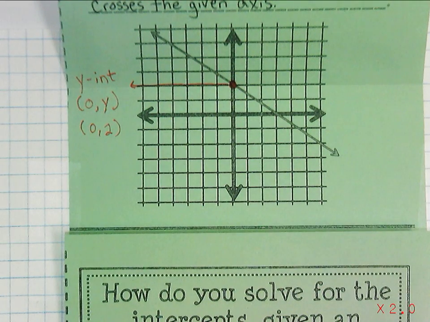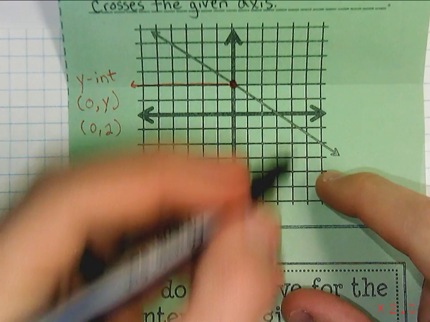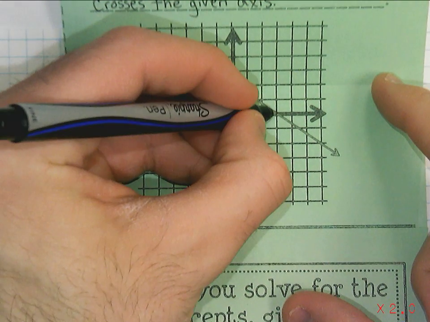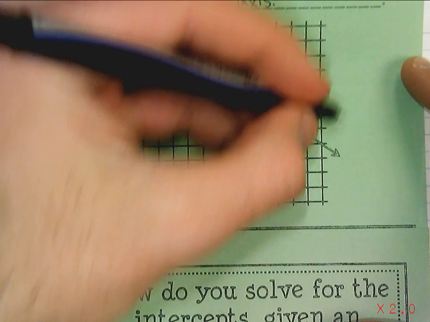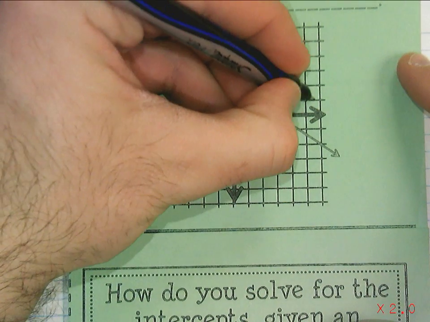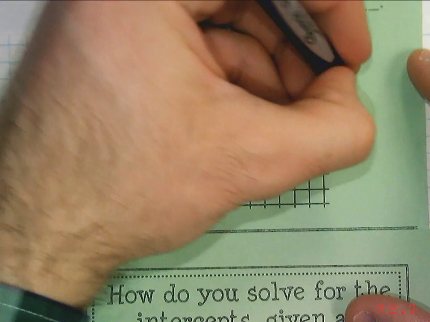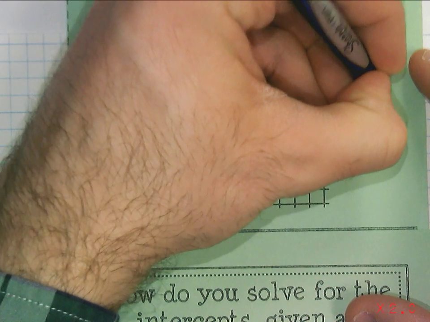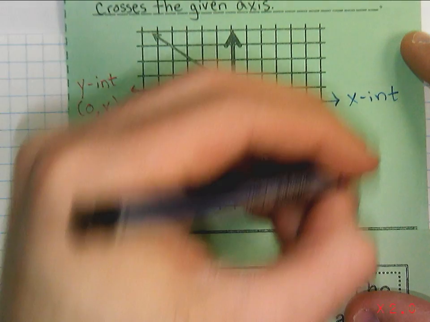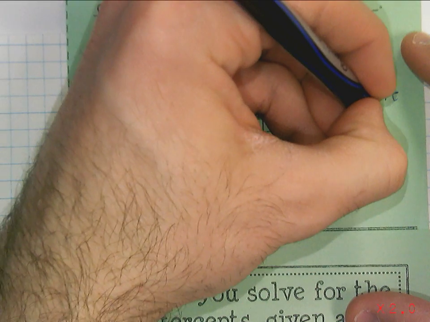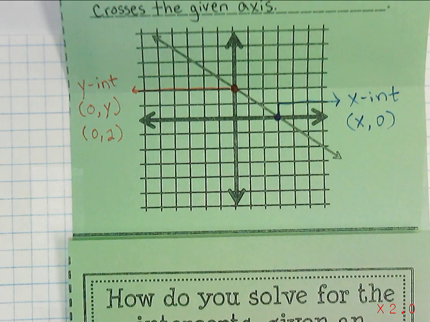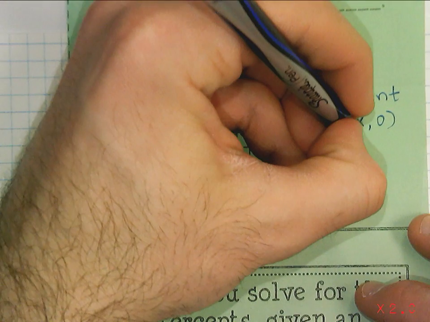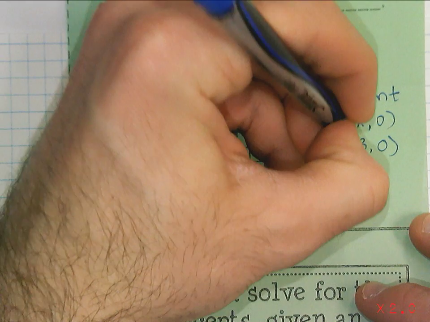Now similarly, we can have an x-intercept. That's where the line crosses the x-axis, and that's at this point here. So like I said, I'm going to abbreviate this as well. This is your x-intercept, that's always going to take the form of some value of x, and y will always be 0. In this case, it looks like it's (3, 0).